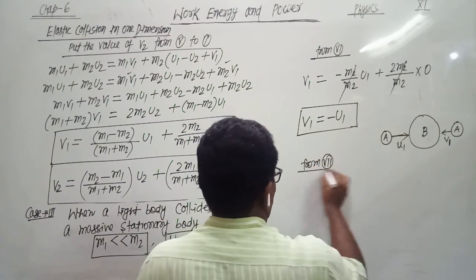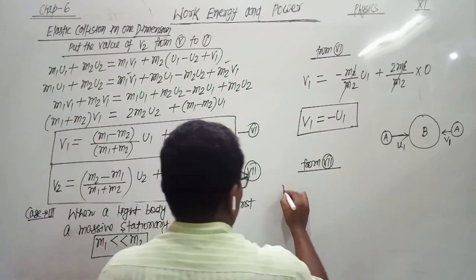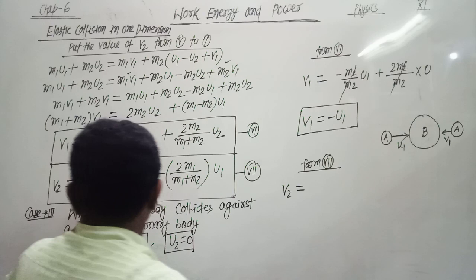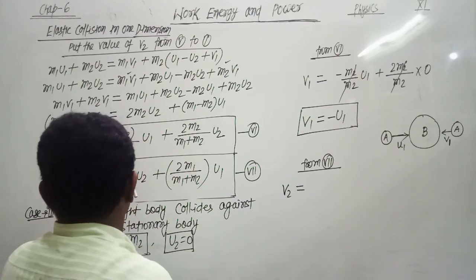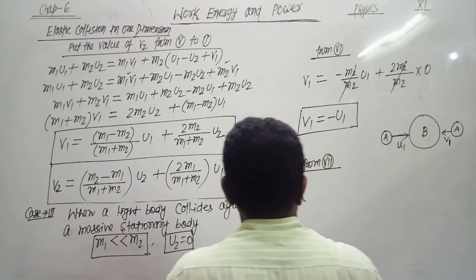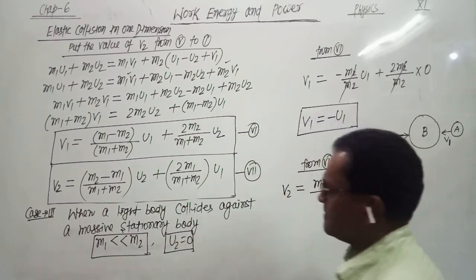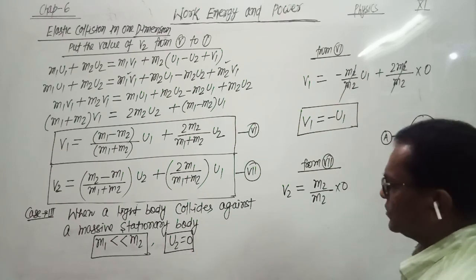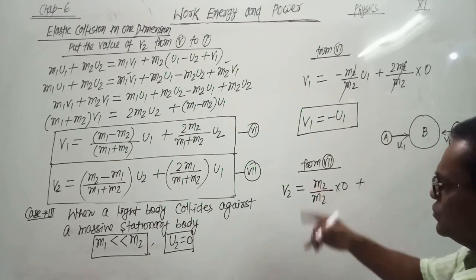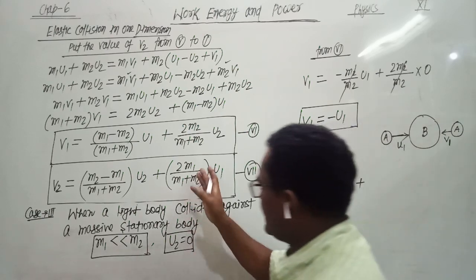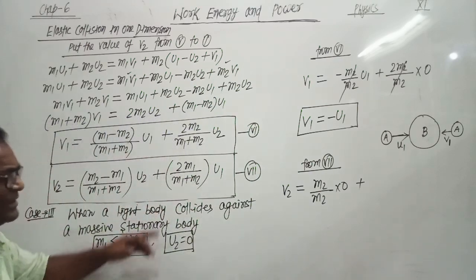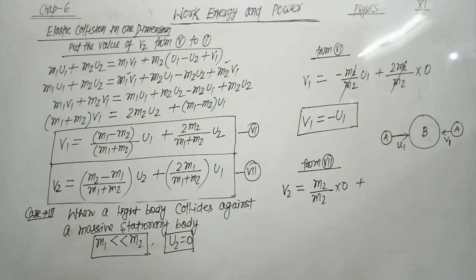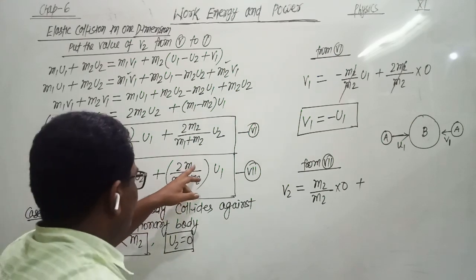equation number 7, V2 equals, M1 is much less, so M1 will be ignored. So M2 upon M2, and U2, the value of U2 is 0, plus 2 M1. M1 will be neglected. So 2 M1. V2 will be approximately, M1 will be neglected.